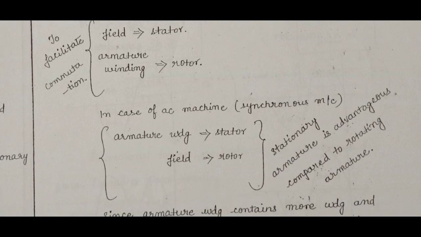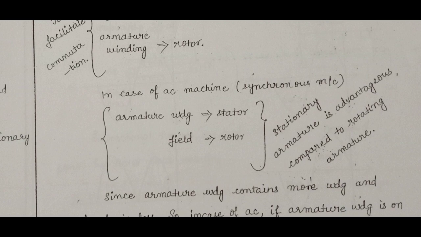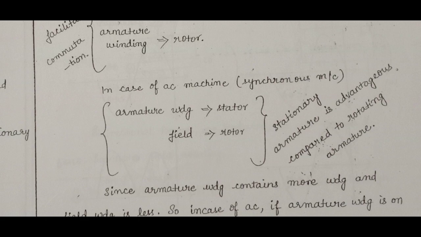In case of AC machines or synchronous machines, the armature winding is on the stator and the field winding on the rotor. So in almost all the machines, the field winding is mostly on the rotor. But only in a DC machine, it's reversed: the field winding on the stator and the armature winding on the rotor. It is to satisfy the commutation.